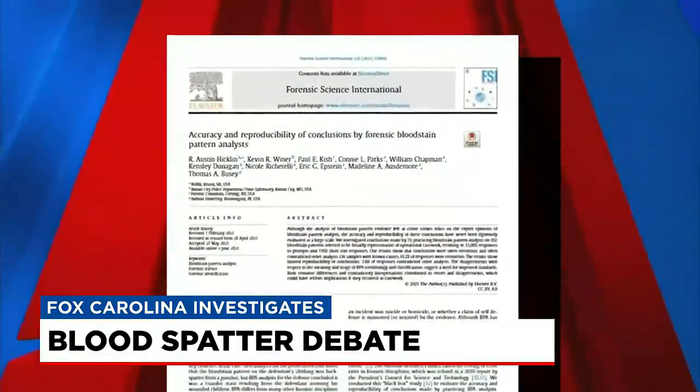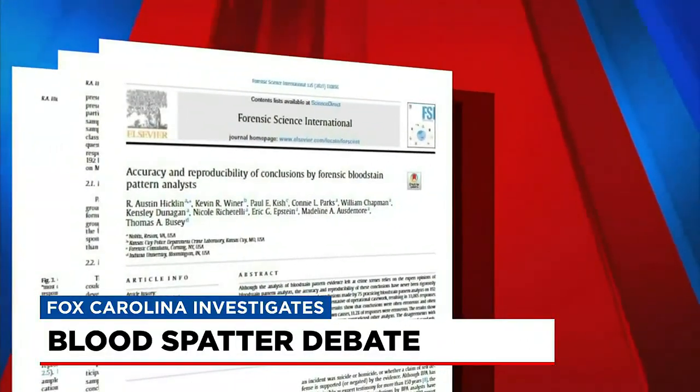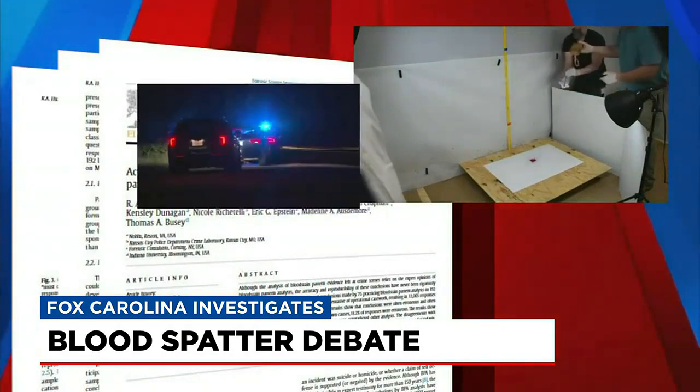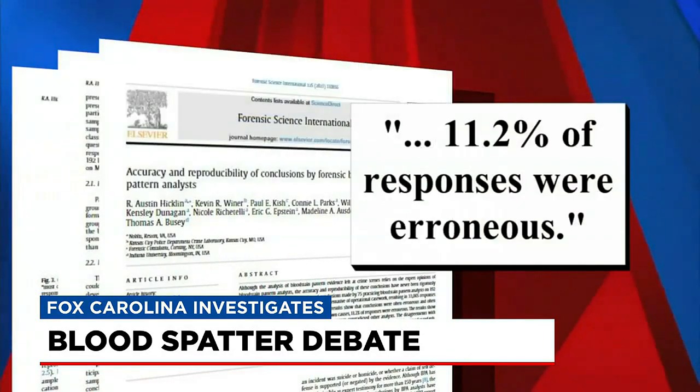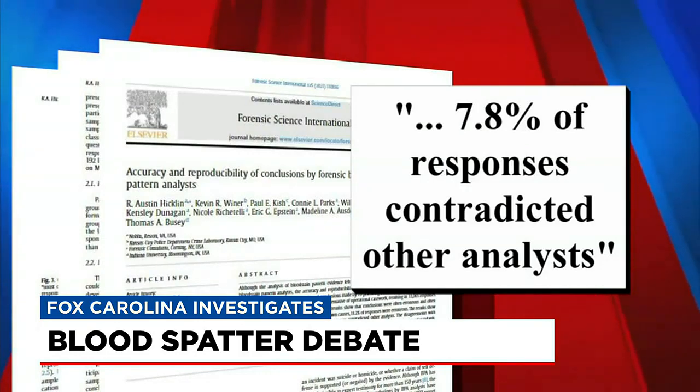A 2021 study asked 75 analysts to look at almost 200 bloodstain samples, both from controlled settings and actual crime scenes. They found 11% of the analysts' responses were wrong, and about 7% of the responses directly contradicted another analyst. There are several problems that show up in bloodstain pattern analysis.